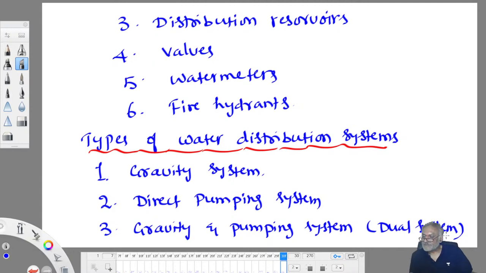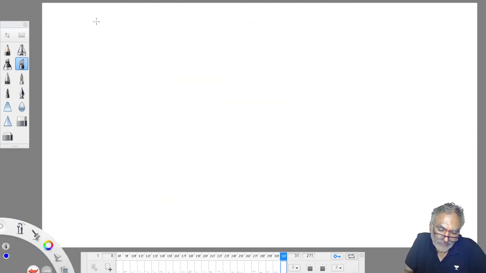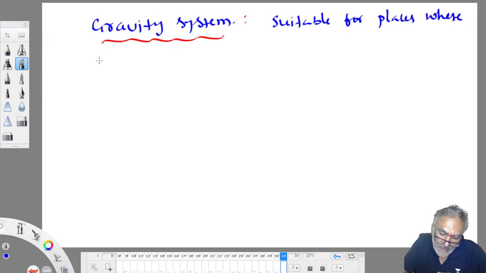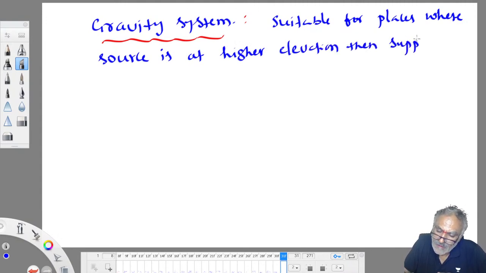Okay, let us see the gravity system. Normally we apply the gravity system where the city is at a lower elevation than the source. Source is at higher elevation, supply is at lower elevation. It is suitable for places where the source is at a higher elevation than the supply. Then you can apply this system.